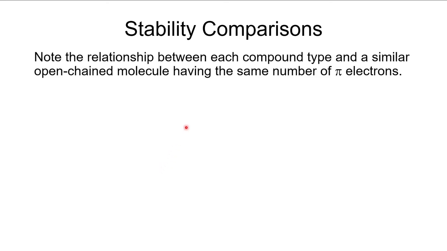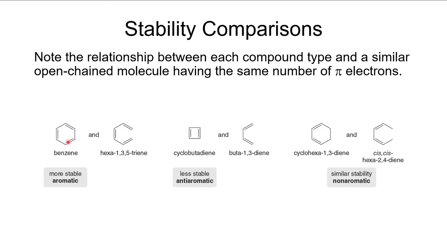So let's do a quick stability comparison for a cyclic compound and compare that to an acyclic compound and see if it's more stable. So here's the example. Here we've got benzene. Benzene has three unsaturations in addition to the ring, and so it's got three double bonds. But it qualifies as being aromatic because it is cyclic. If we look at the hexa-1,3,5-triene, it meets most of the requirements, but since it is not cyclic, it is not completely conjugated. So this one is not aromatic. The benzene is aromatic, so the benzene is decidedly more stable than the hexa-1,3,5-triene.